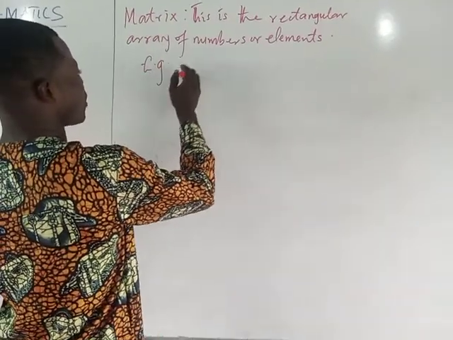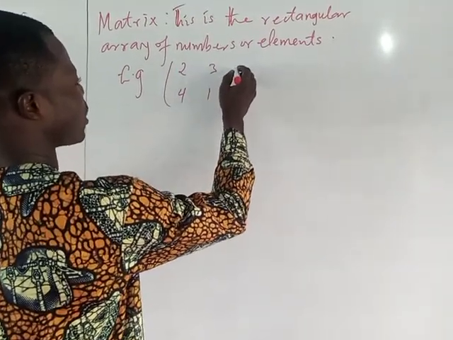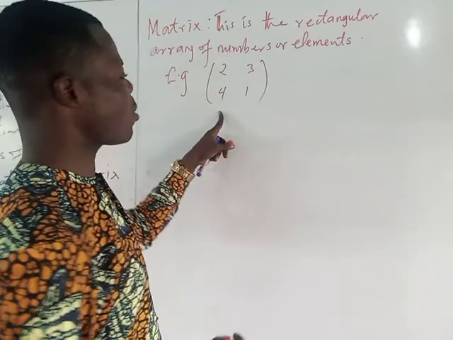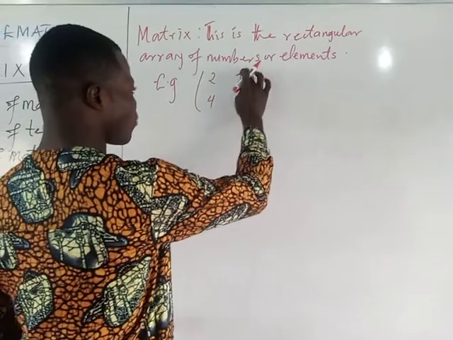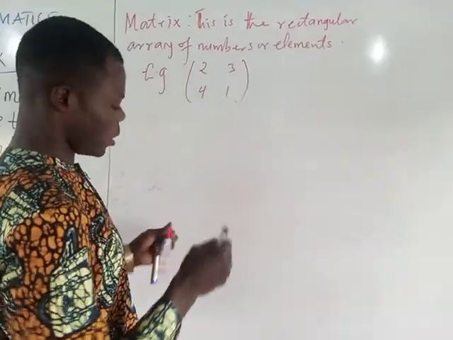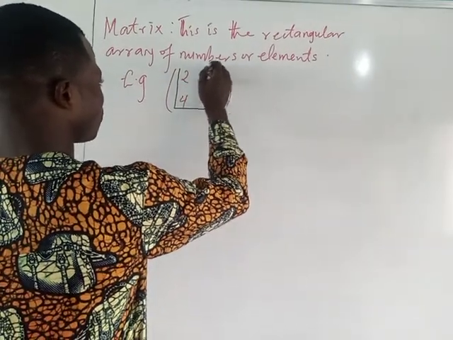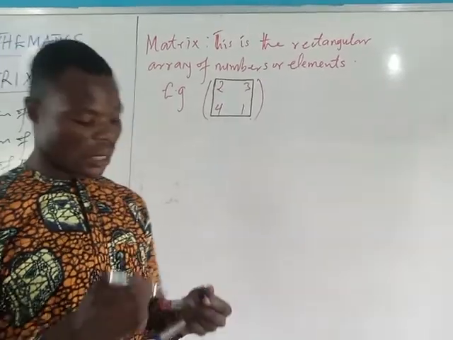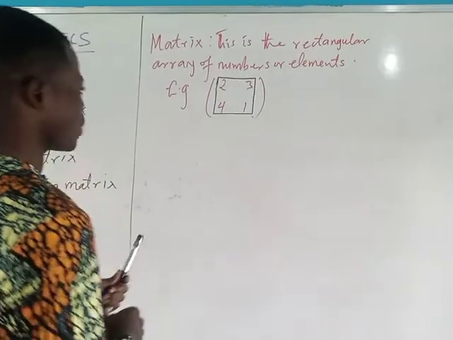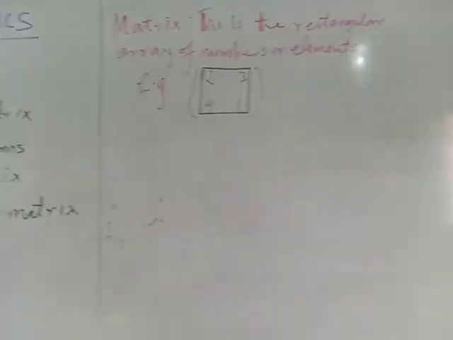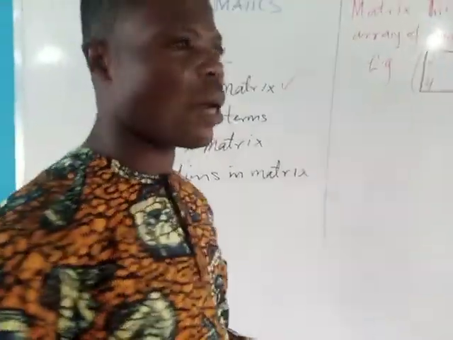E.g., so let's say you have a 2, 4, 3, 1. So this is an example of matrix. So this is the rectangular form of it. That is, it's in form of rectangle, when you look at the shape. So when you arrange numbers like this, we call it a matrix. So that's the definition of matrix. Next thing we want to look at now is definition of terms. What are the terms that we want to look at here?